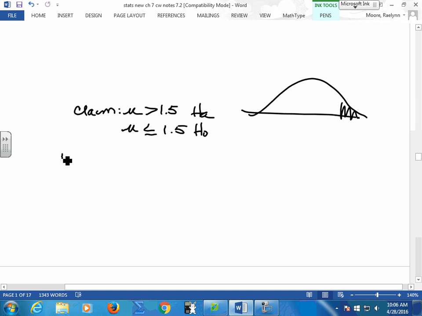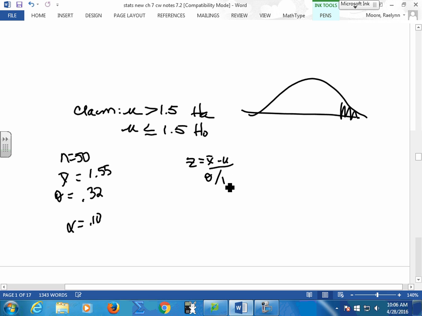You have a sample of 50. Your mean is 1.55 hours. A previous population standard deviation was 0.32. And your level of significance, 0.10. So, use your z-score formula. So you're going to take your sample mean minus your population mean, divided by 0.32 over the square root of 50, and you're going to come out with a z-score. It should be 1.10, right? 1.10.